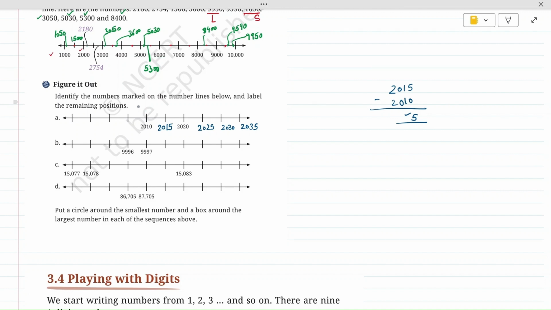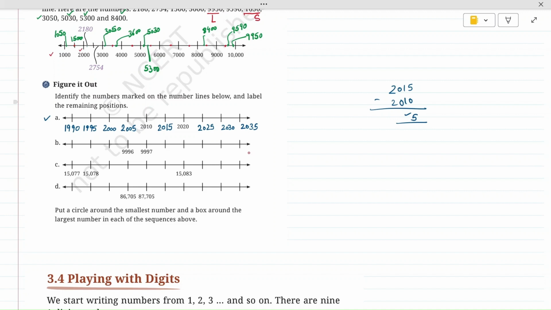Now going toward the left side, this is 2010 minus 5, this is 2005, this one is 2000. Now you have to subtract 5 from 2000. This will give us 1995. Okay, and here we will get 1990. So we have marked the numbers on the number line. There is a difference of interval of 5. Okay, this is done. Now moving to the next number line.